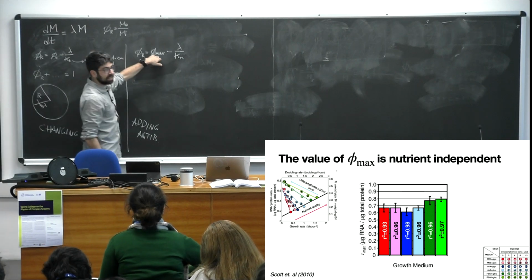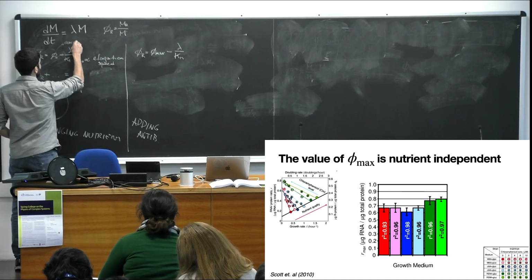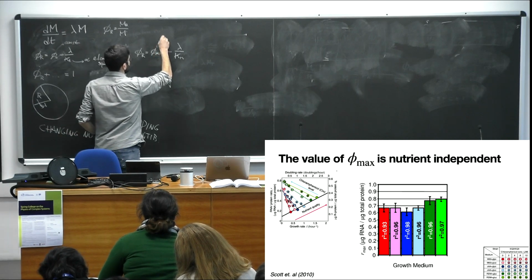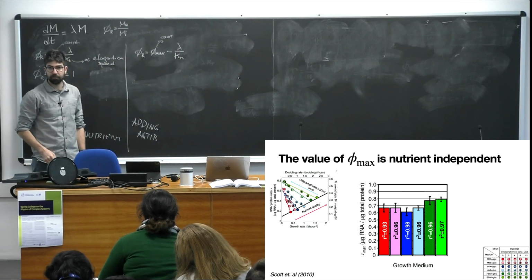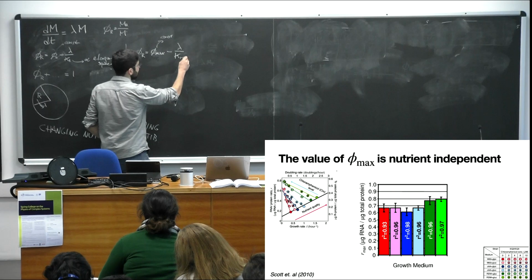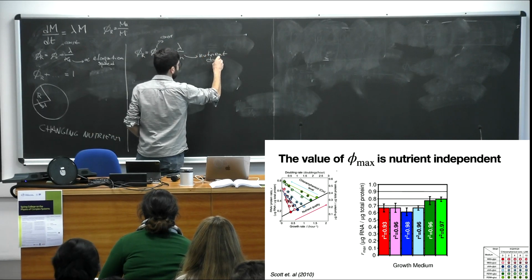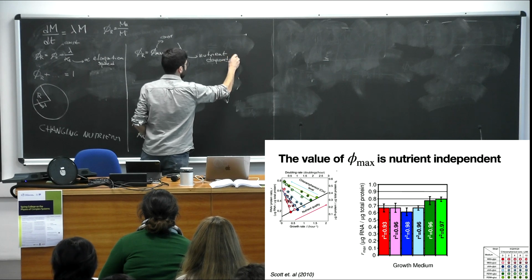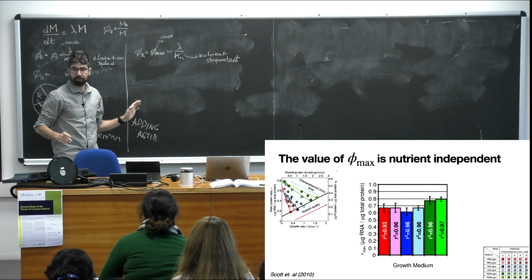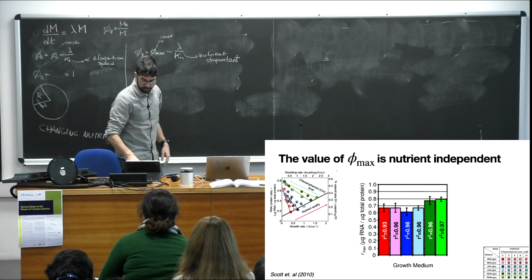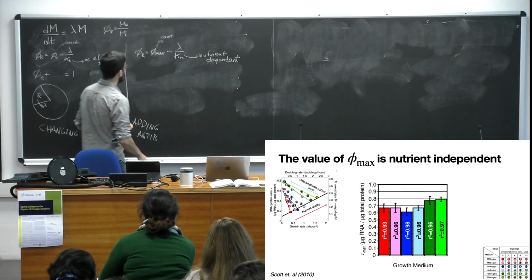And the idea here is that this phi max is constant. So this is constant, and this is constant. Okay? While this one, this Kn, is nutrient dependent. Okay? This is what we see empirically. Okay?